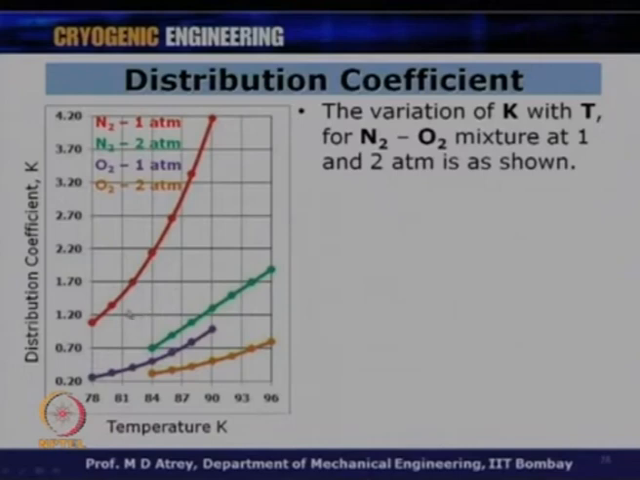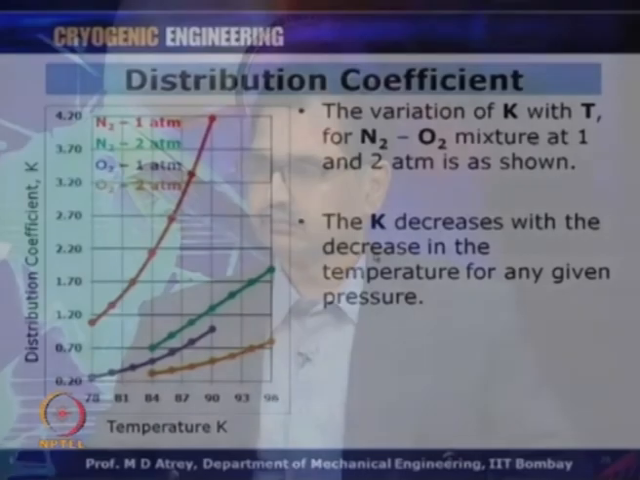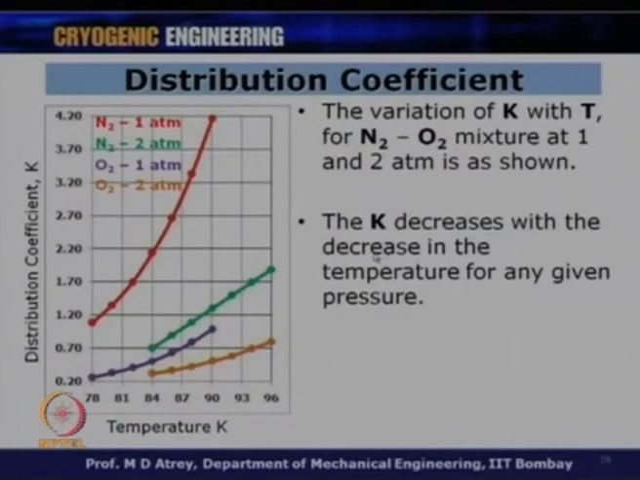As I said, the thumb rule is that if you are near the boiling point corresponding to that pressure of nitrogen or oxygen, k is going to be around 1. Below that it is going to be less than 1, above the boiling point it is going to be more than 1, and the logarithmic value of less than 1 is going to be shown as negative. So, the variation is shown here for nitrogen and oxygen. We found that k decreases with the decrease in temperature for any given pressure.